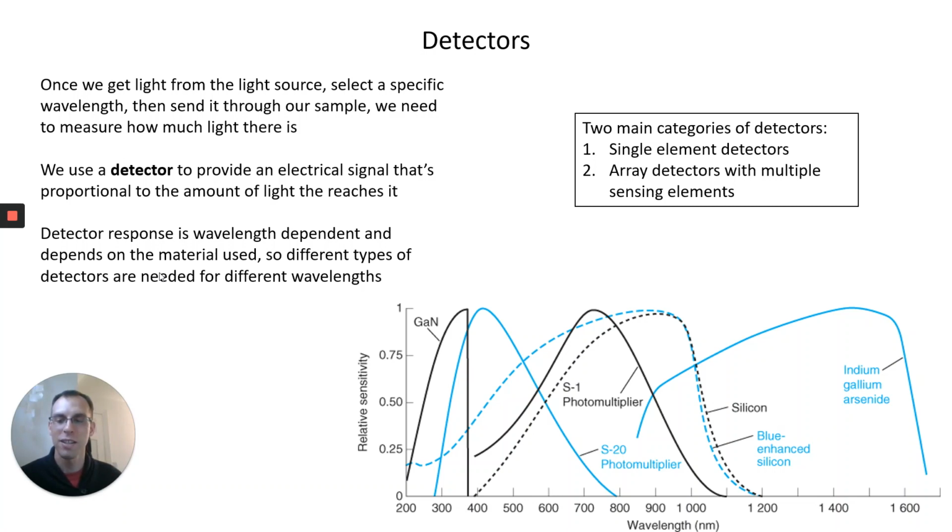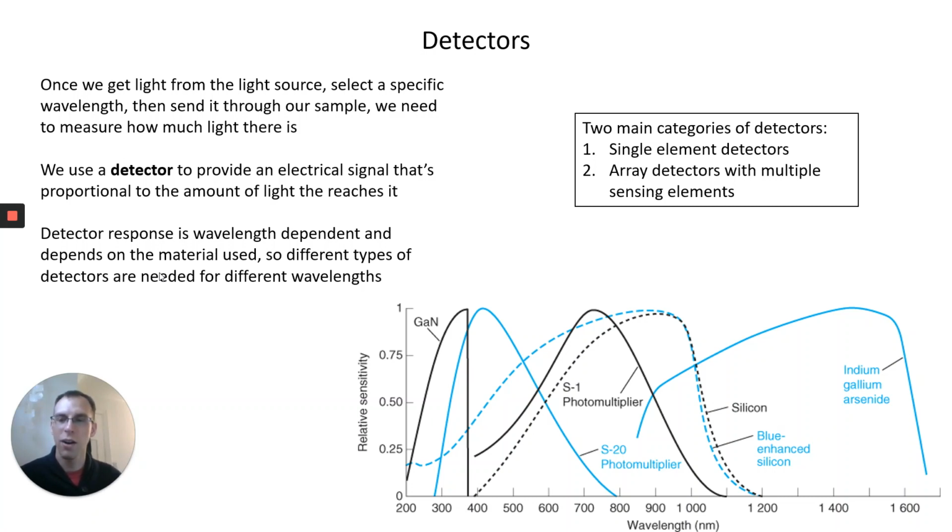So a detector is a piece of equipment that provides an electrical signal, generally, that's proportional to the amount of light that reaches it. So usually it's some sort of voltage or current that's measured that you can record with a computer or some other electronic recording device to be able to measure how much light reaches the detector.